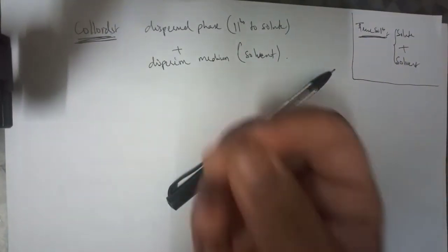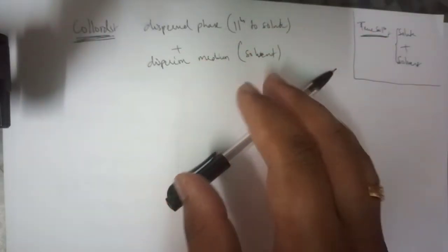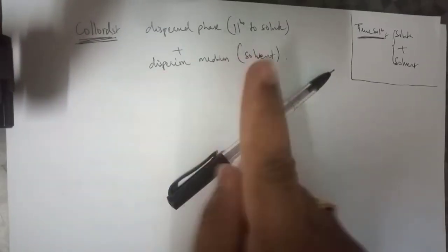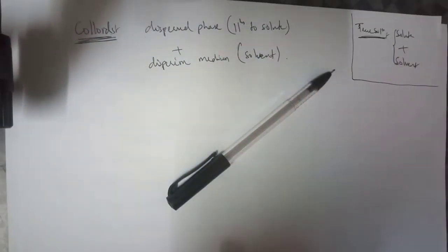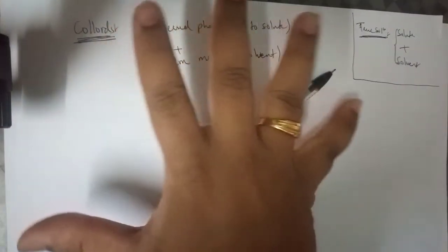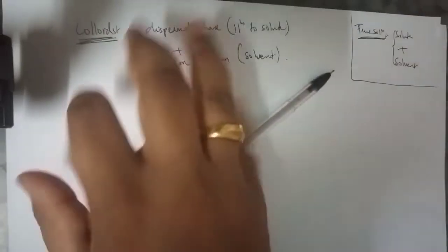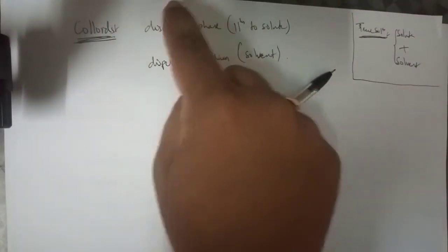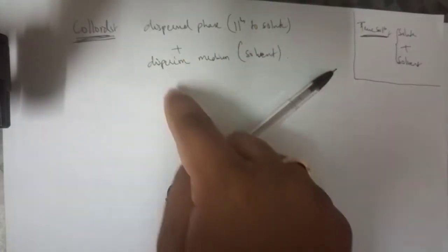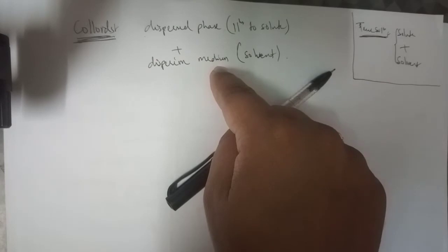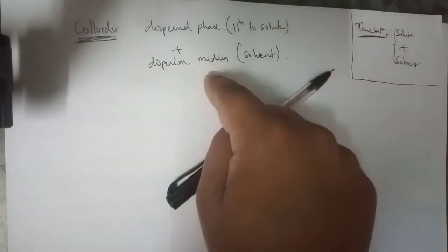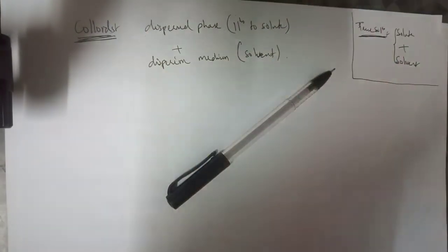Dispersed means, just like you take some talcum powder and drop it in water, does the talcum powder dissolve in water? No, it just disperses throughout the water. That dispersion throughout the water is nothing but our colloid. The talcum powder particles which are dispersing are called the dispersed phase, and the content in which the talcum powder is dispersed is called the dispersion medium. So DP and DM, just like solute and solvent.